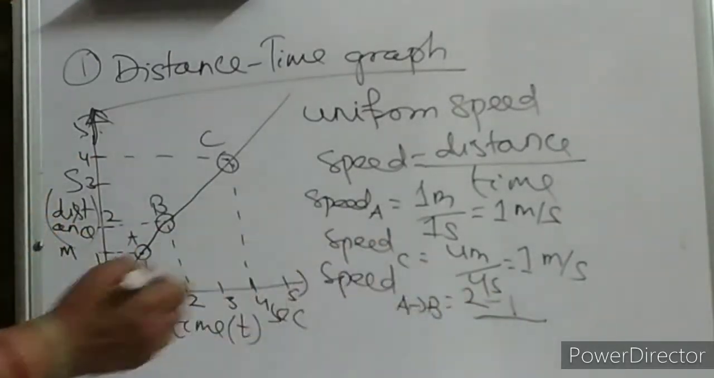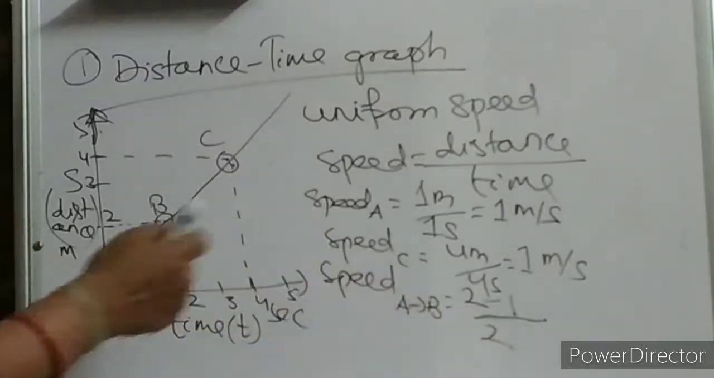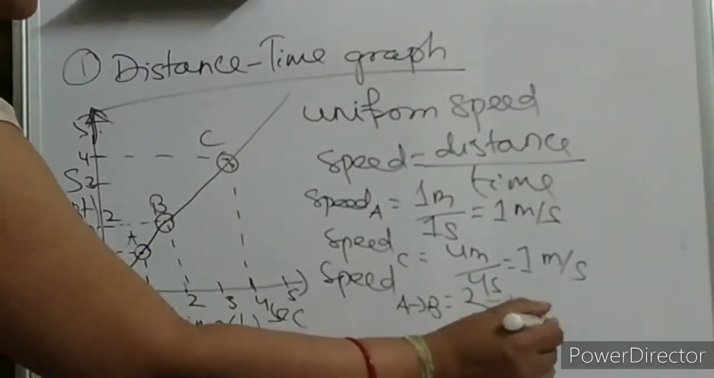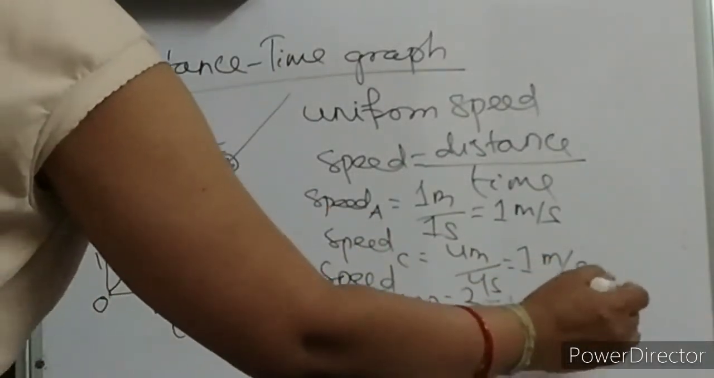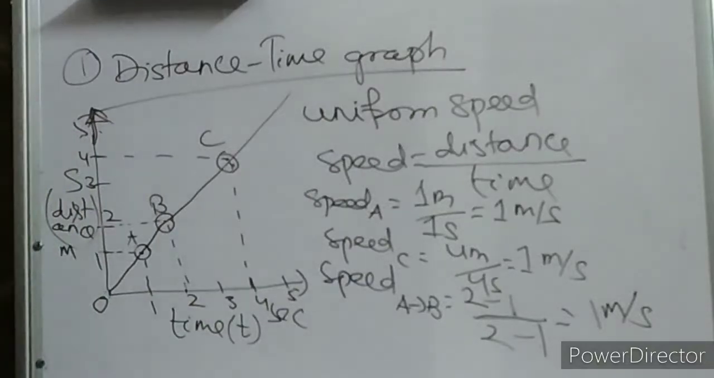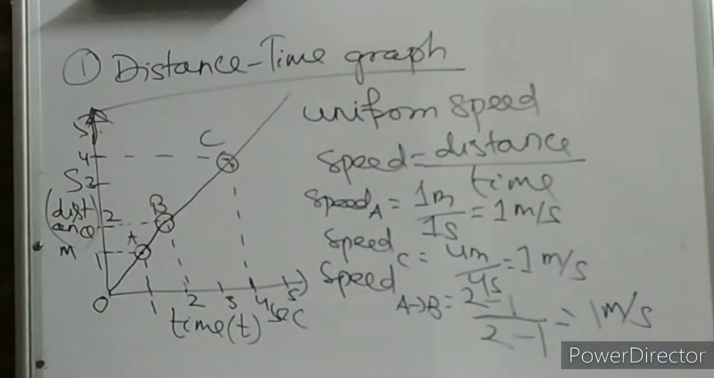by what is the time here? Time is again 2 and distance is 1. So what is this? This is 1 by 1, again 1 meter per second. Actually, what are we calculating over here? Do you know what is slope? We are actually calculating slope.